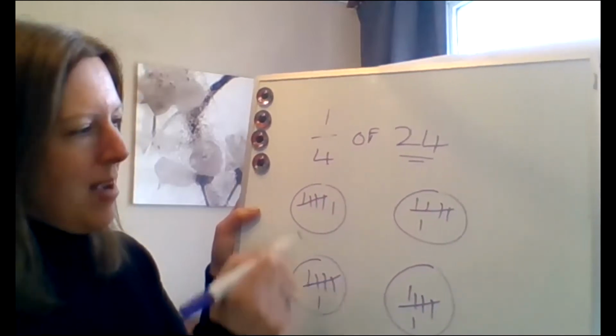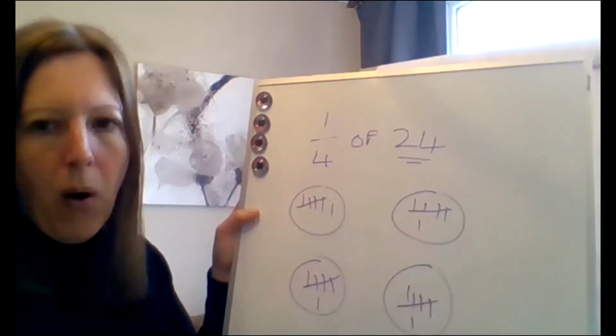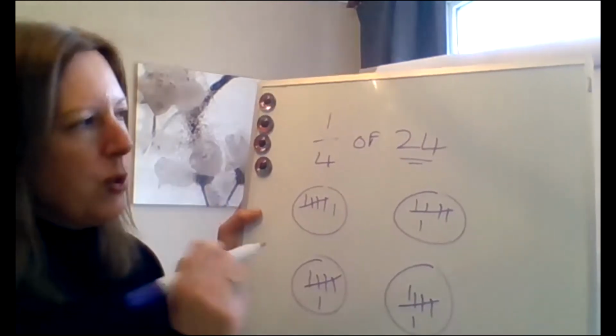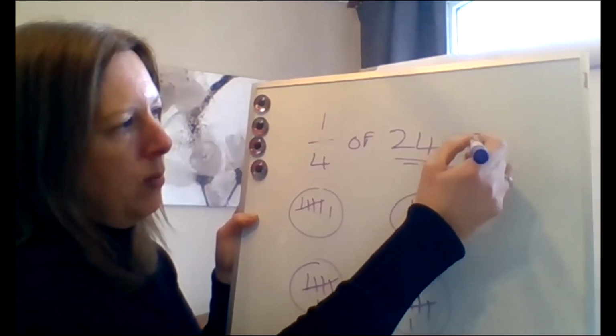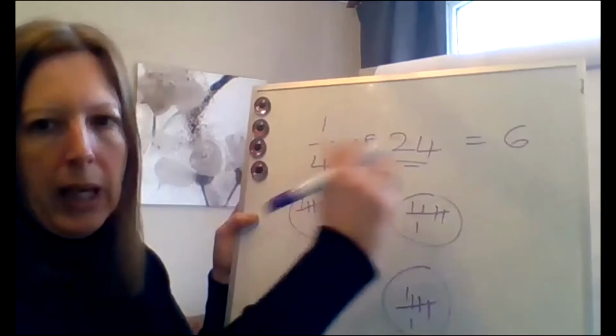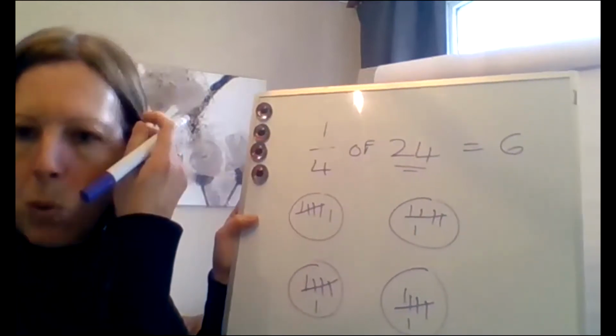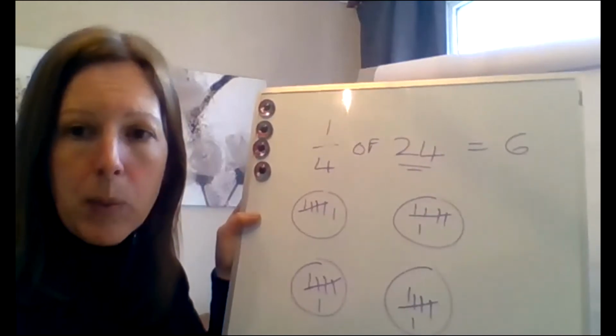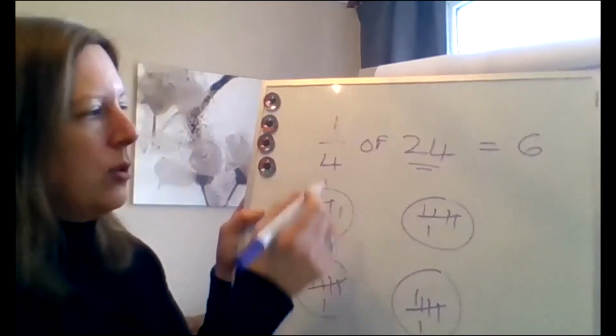So I can see that in each group I have got 1, 2, 3, 4, 5, 6. So a quarter of 24 is 6, because I can see it visually here. I've drawn a little picture, a little diagram to work it out to see how I can split it.